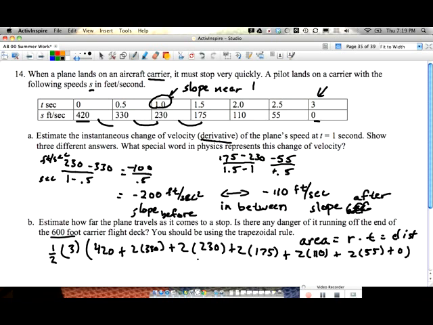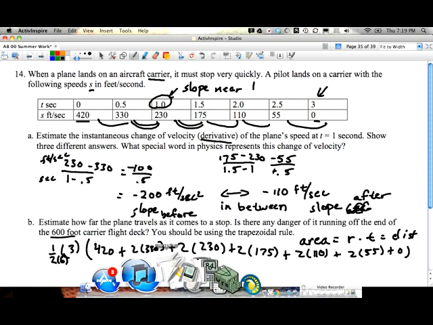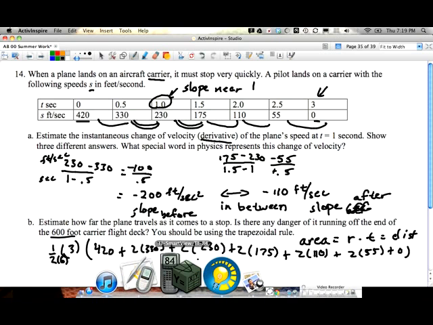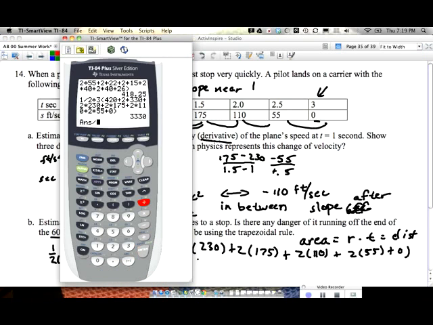In this case, the number of trapezoids we have is 1, 2, 3, 4, 5, 6. So we've got to do 1/2 right here. We've got to multiply this by 6 in the denominator. So let's divide that by 6.